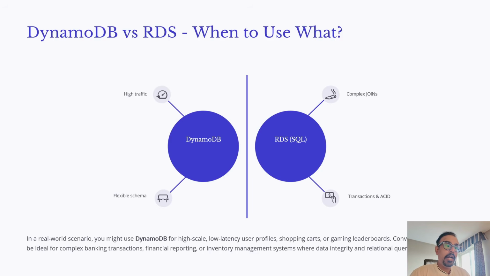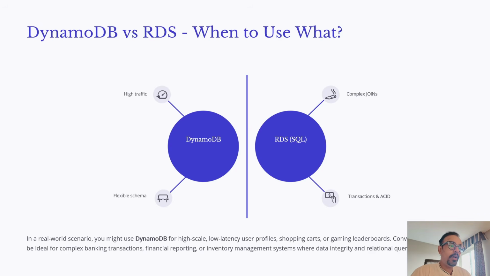Now let's compare DynamoDB and Amazon RDS to understand when to use each one. So we use DynamoDB when you expect high traffic, need a flexible schema, or work with key value access patterns. It's ideal for use cases where speed and scalability matter more than complex querying.